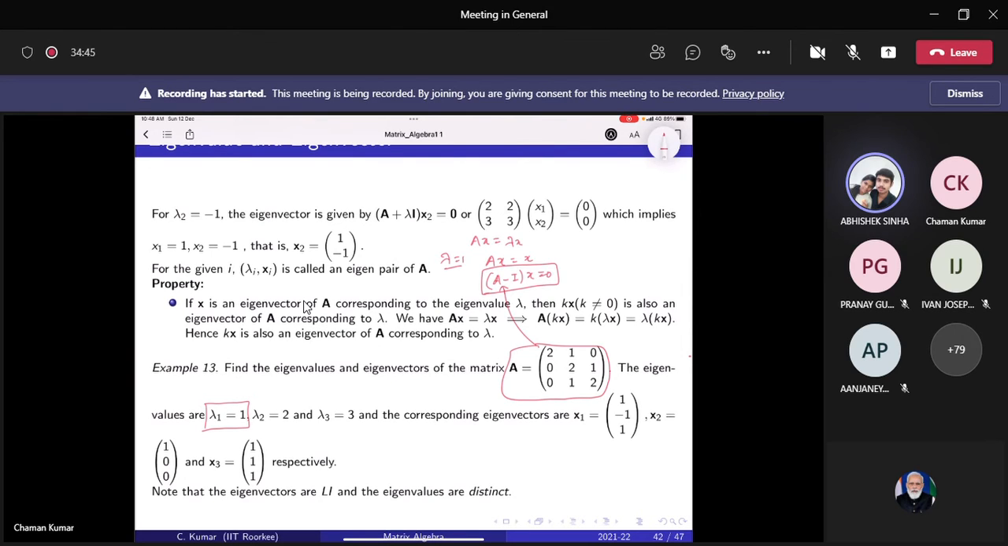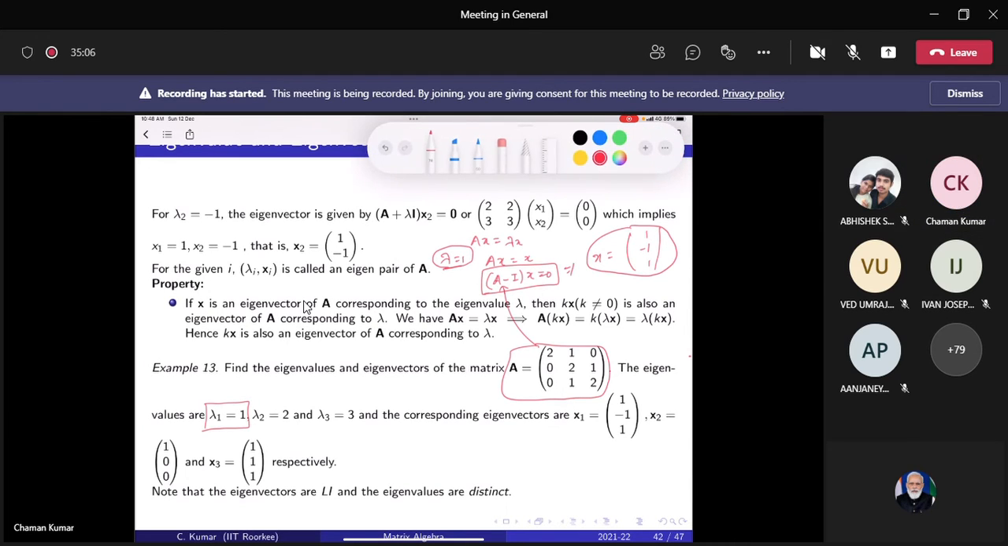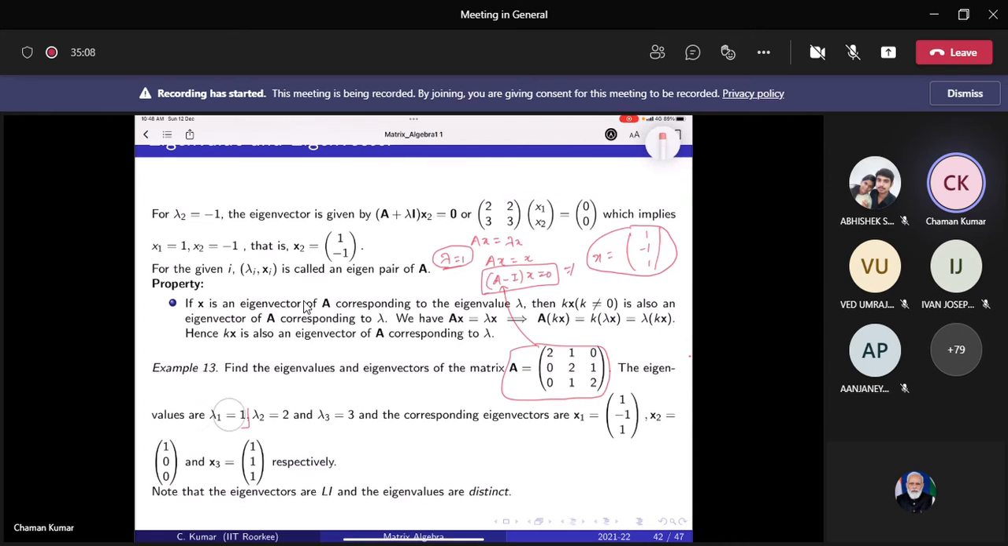Yeah, so the solution comes out to be x is equal to 1, minus 1, and 1. So corresponding to the eigenvalue lambda is equal to 1, the eigenvector is (1, minus 1, 1). Now you can repeat the same thing by taking lambda is equal to 2.